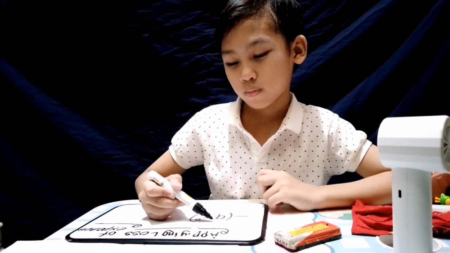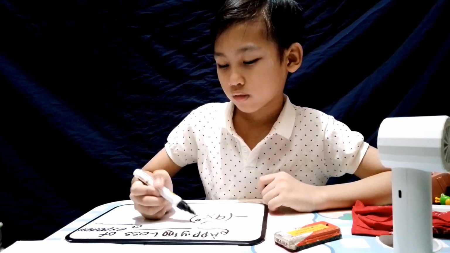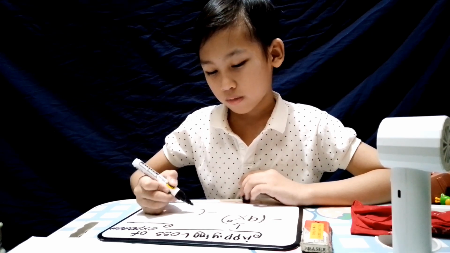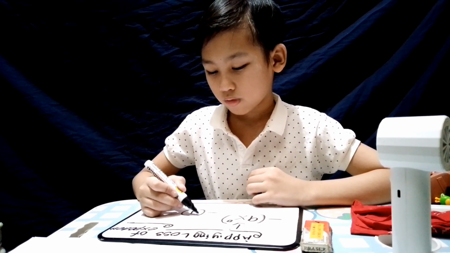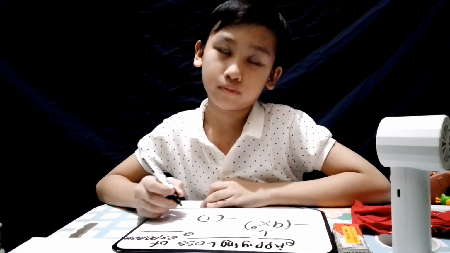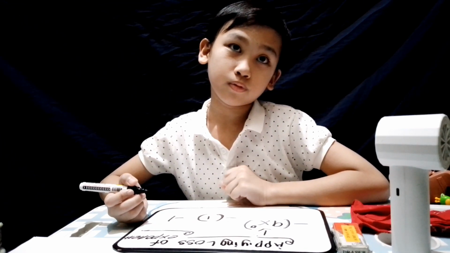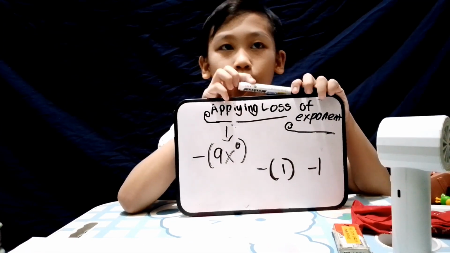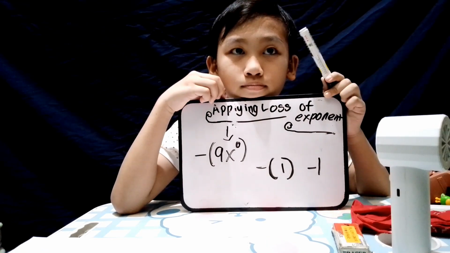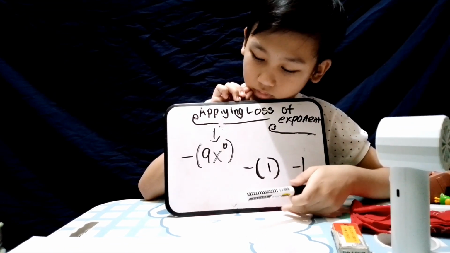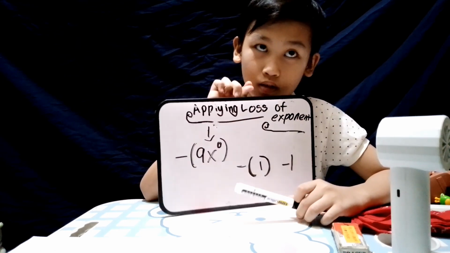Simplify. Inside the parentheses, any number that has a power or exponent of 0 is equal to 1. Now our answer will be negative times parenthesis 1. Simplify. What will be your answer? Negative 1. Here the negative sign is excluded from the power of 0. Any number raised to the power of 0 is equal to 1, so 9x to the power of 0 becomes 1, and then we multiply it with the negative sign. The answer is negative 1. Very good.